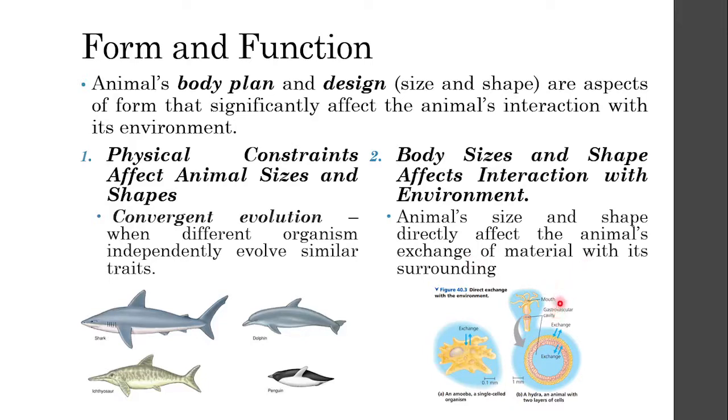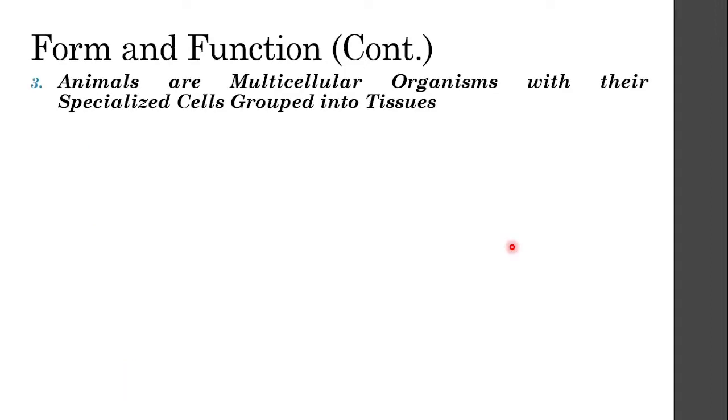We're going back to cellular respiration. So the body size and shape of an organism or their organs also affect their interaction with the environment. Another thing through which we can see form and function is the idea that all of the animals, even us, are multicellular organisms, and a lot of our cells are actually grouped into tissues. And a lot of animals share various tissues among each other.